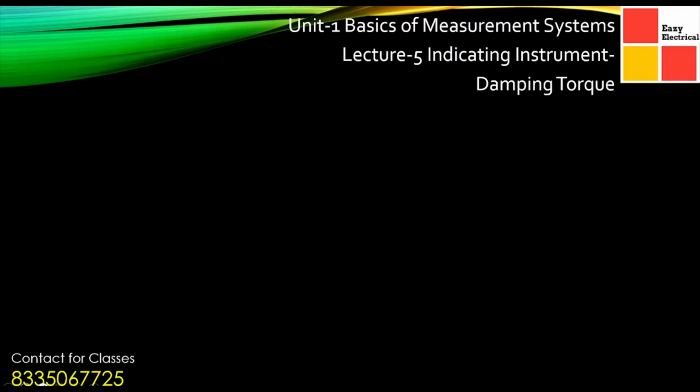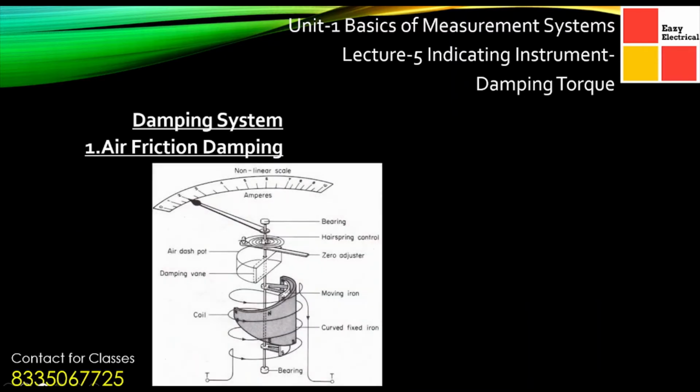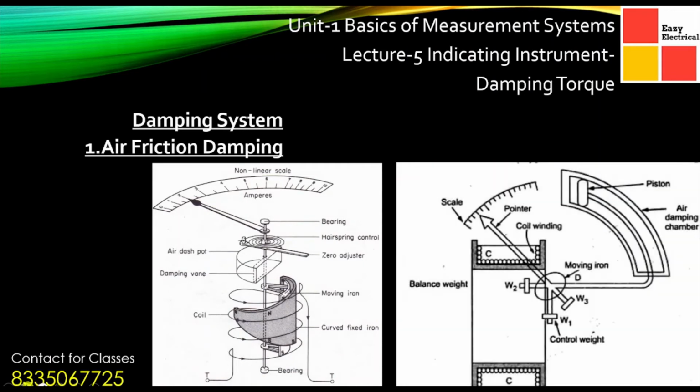Now coming to our next part in our damping system, I will be giving a small idea again. See, here also I have marked the air attraction type instrument. This is a moving iron instrument. This is the iron portion you can see. As the pointer moves, the iron moves, and this piston also moves through the air chamber. Here you can see a simple connection diagram of the moving iron type ammeter.